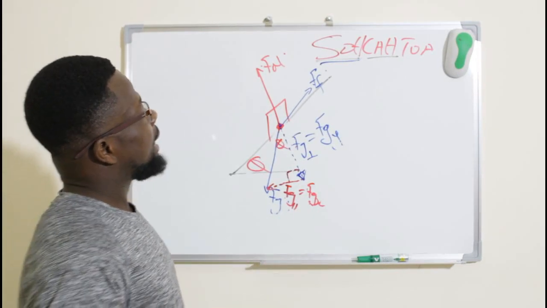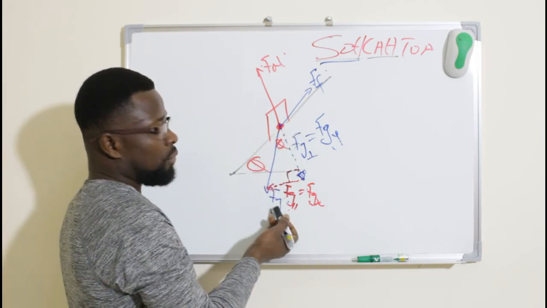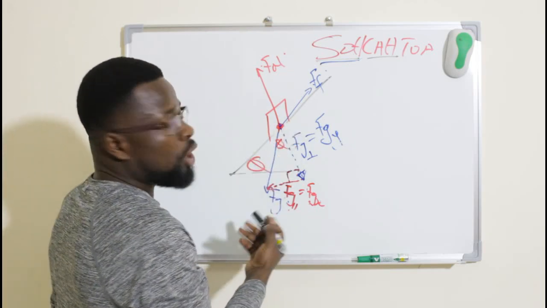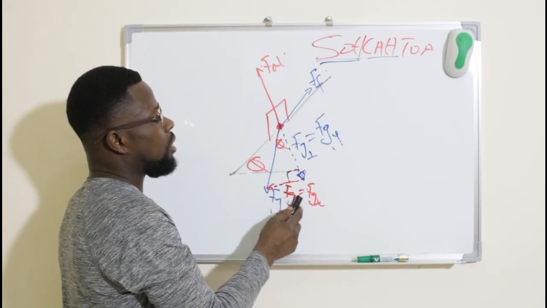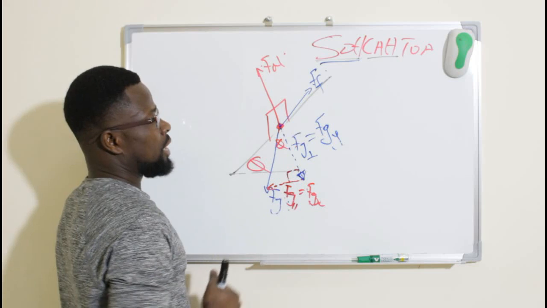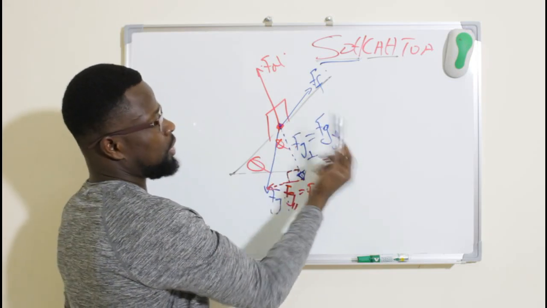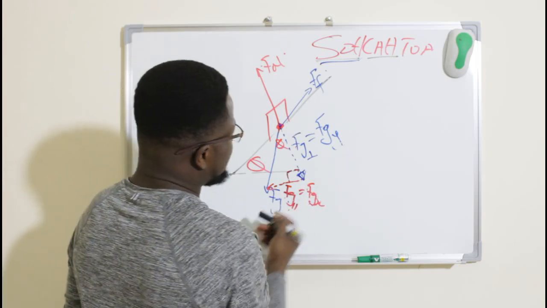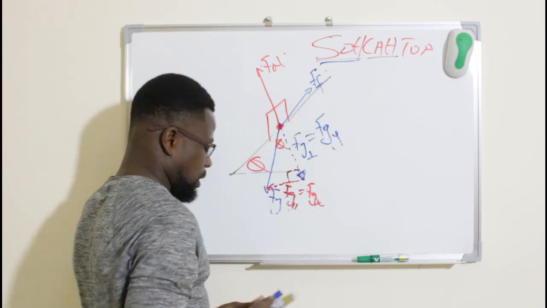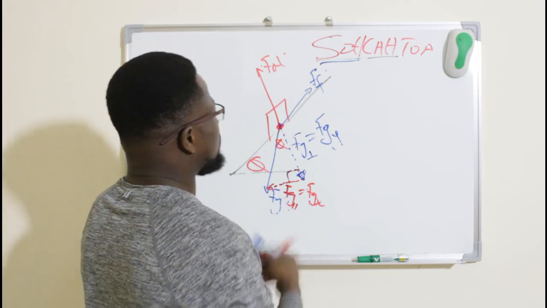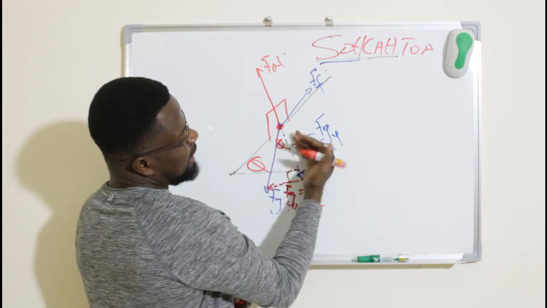Okay, so let's try and look for the components of the weight. We're going to look at the component of the weight, which means that we're going to look at either the FG parallel or FGX, and then we're going to look at FG perpendicular or FGY. So let's first begin by looking at the FG perpendicular.